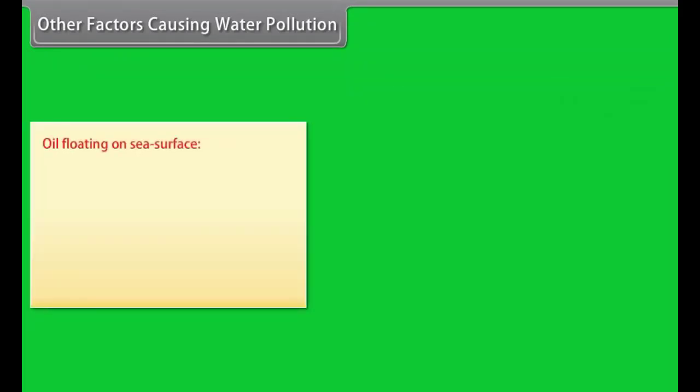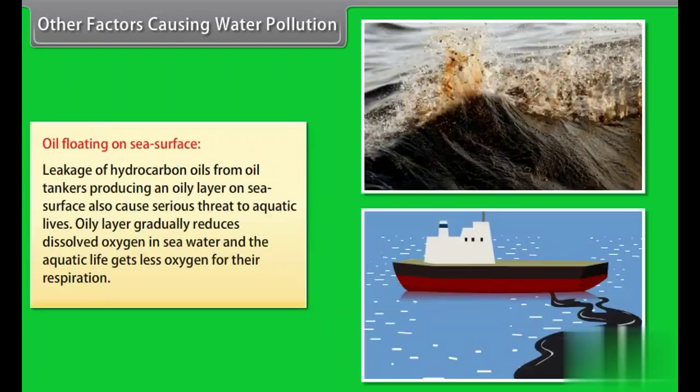Oil floating on sea surface. Leakage of hydrocarbon oils from oil tankers, producing an oily layer on the sea surface, also causes a serious threat to aquatic lives. The oily layer gradually reduces dissolved oxygen in sea water, and aquatic life gets less oxygen for their respiration.